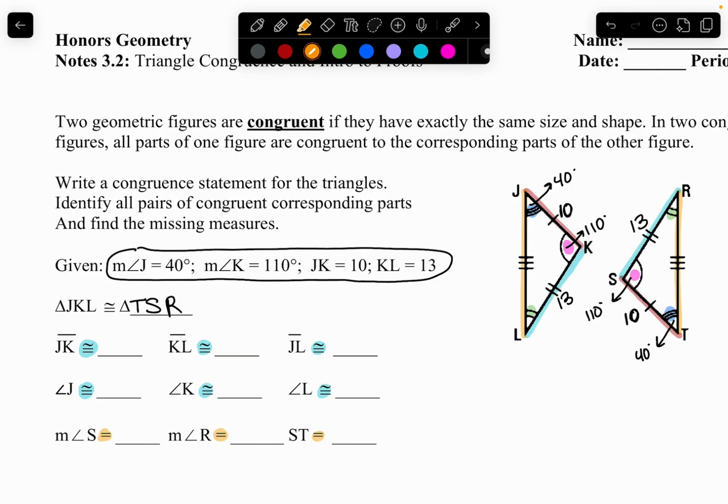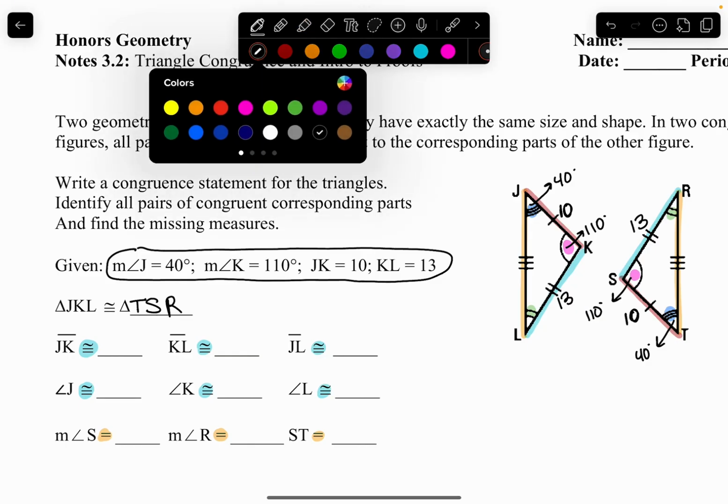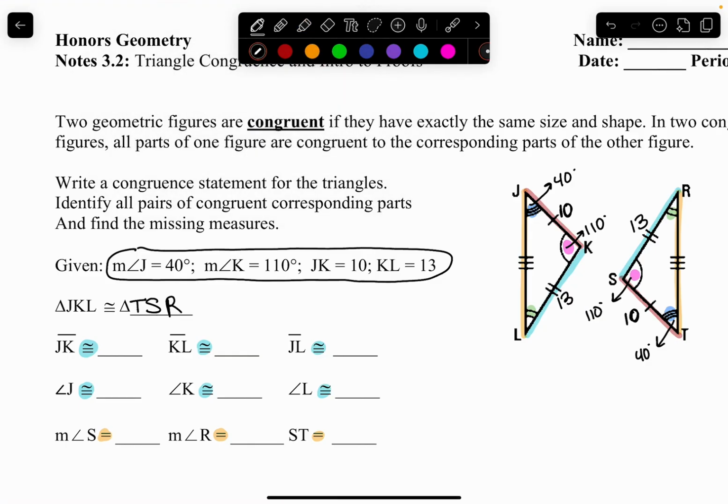So here we go. I'm going to start with my very first option here, the segment JK. The segment JK is congruent to the segment TS. Order doesn't really matter when writing the segments, but I do try to follow the order as closely as possible, okay? All right, then I'm going to move over to segment KL. KL is blue and has the double markers on there, and that's going to be the same as SR, so we're going to put SR.